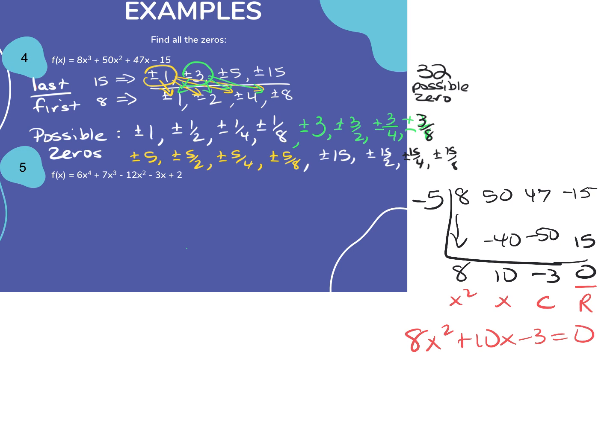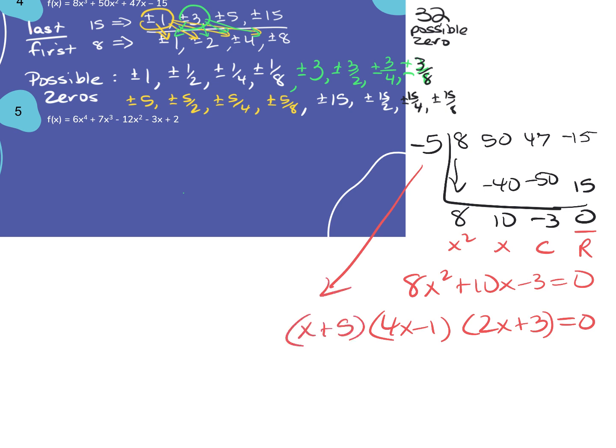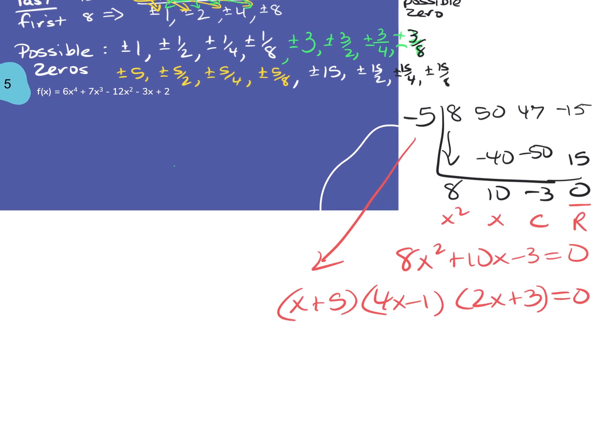And this is factorable. So I could actually factor this into 4x minus 1 and 2x plus 3. Now again, don't forget about this factor. So if it asks you to list the 3 factors, that's what it would be. And then to find the zeros, you set each one equal to 0.